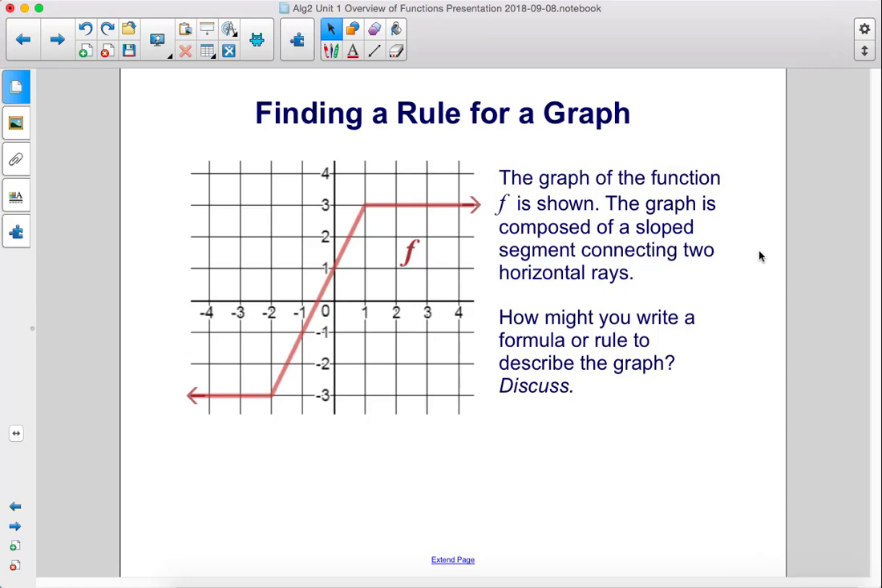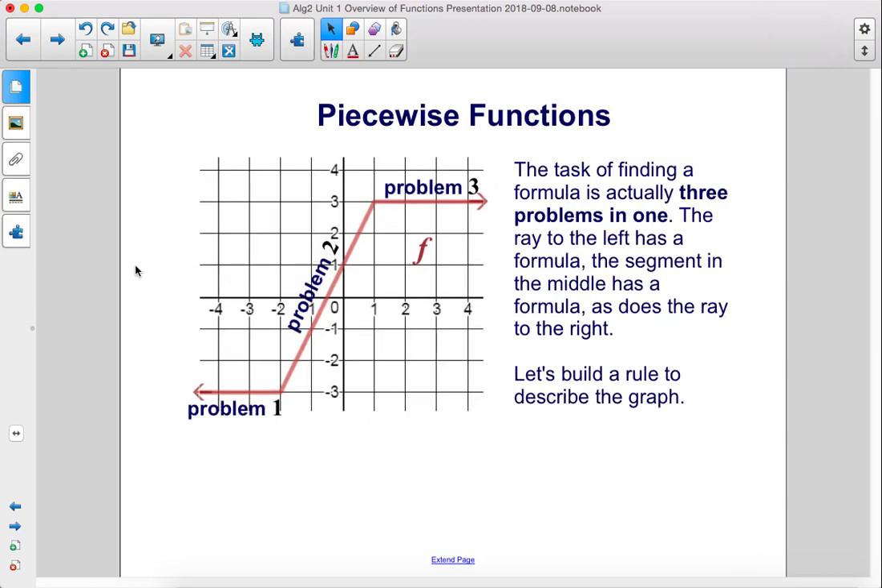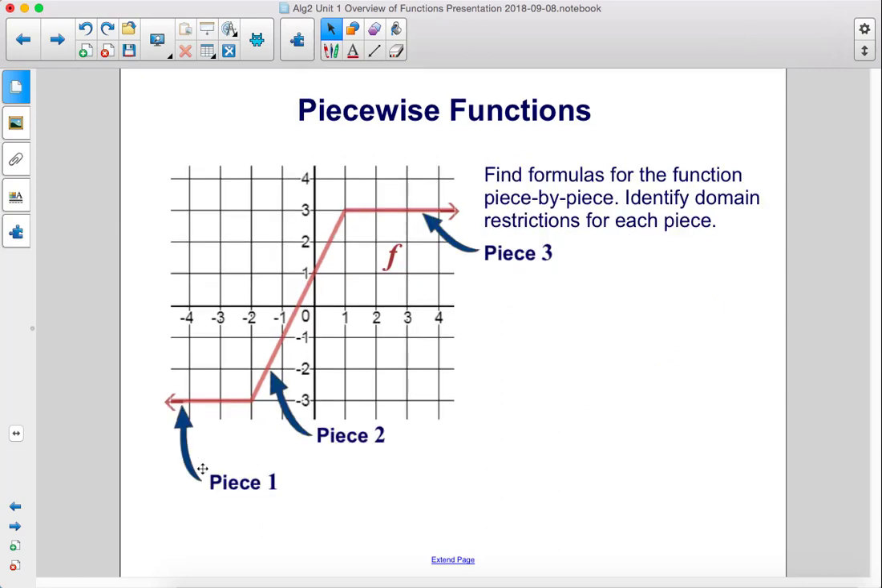Discuss. The task of finding a formula is actually 3 problems in one. The ray to the left has a formula, the segment in the middle has a formula, as does the ray to the right. Let's build a rule to describe the graph. Find formulas for the function piece by piece. Identify domain restrictions for each piece.